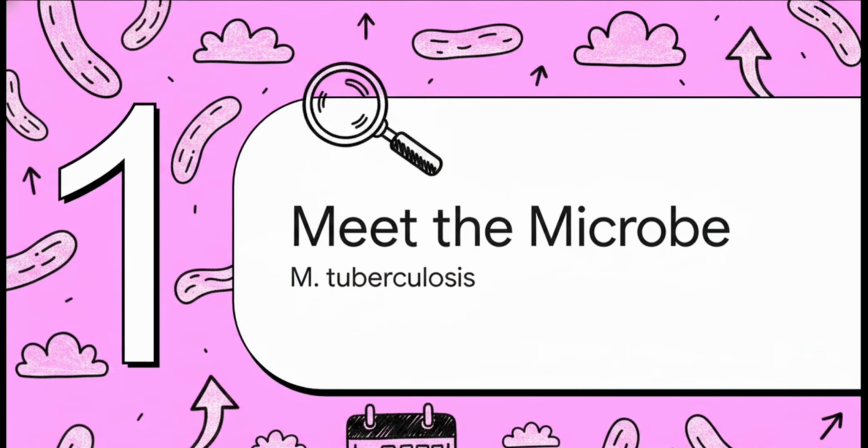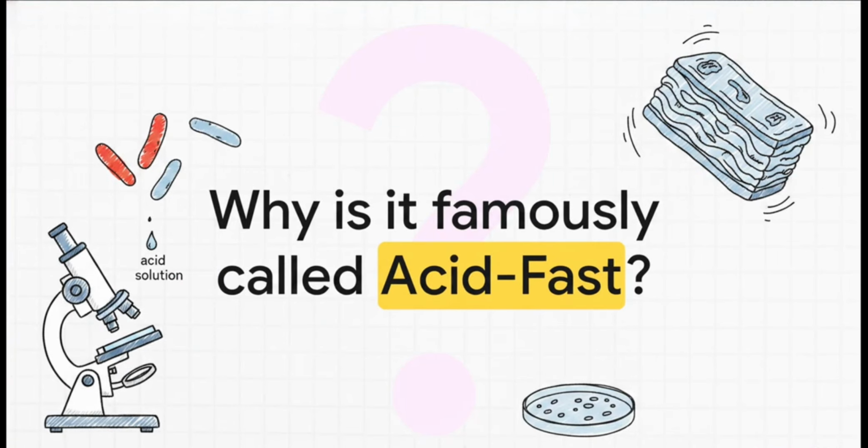Section 1. Meet the microbe. Mycobacterium tuberculosis. Discovered way back in 1882 by Robert Koch, this slow-growing, oxygen-loving bug has a very specific, famous trait. If you've ever studied TB, you've definitely heard the term acid fast. But why? What makes this specific bug so incredibly stubborn under a microscope, and why do our standard staining methods completely fail to show it?